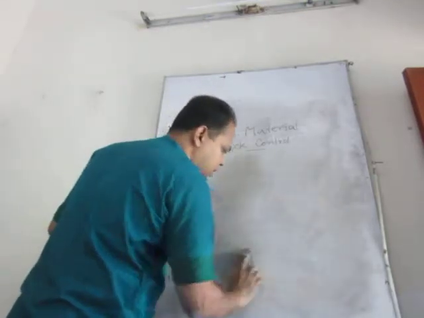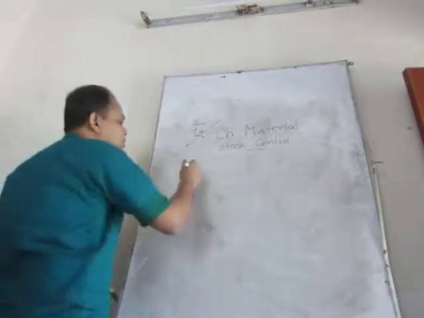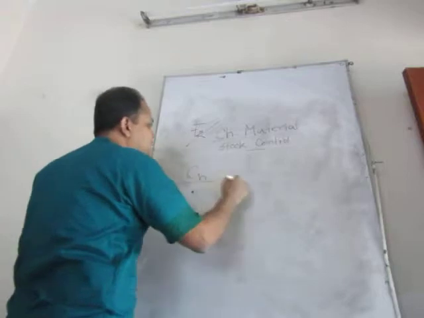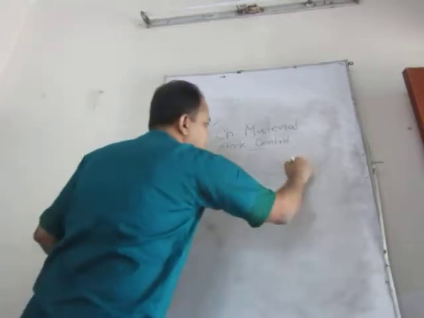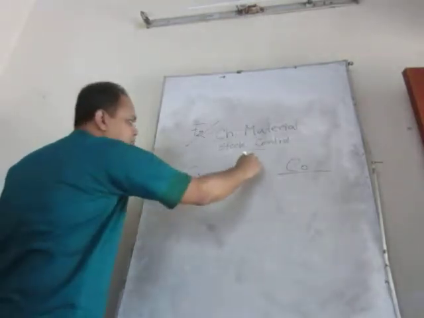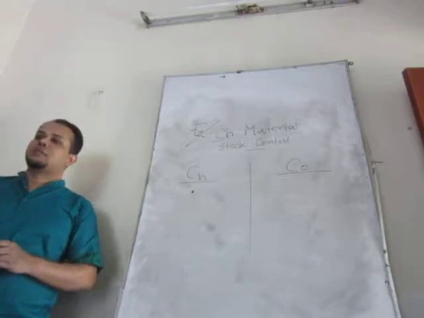So now it is clear to us that with stocking we have to deal with two different types of cost. One is CH, another is CO. First of all, holding cost, CH.